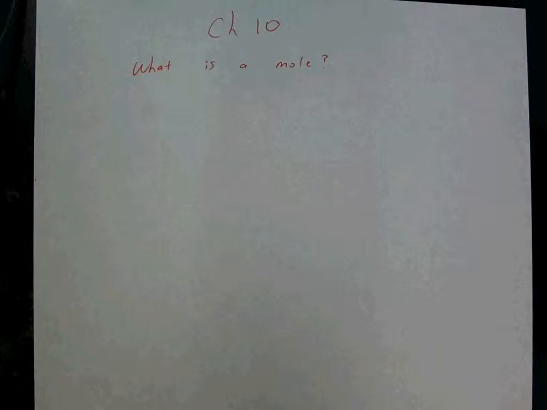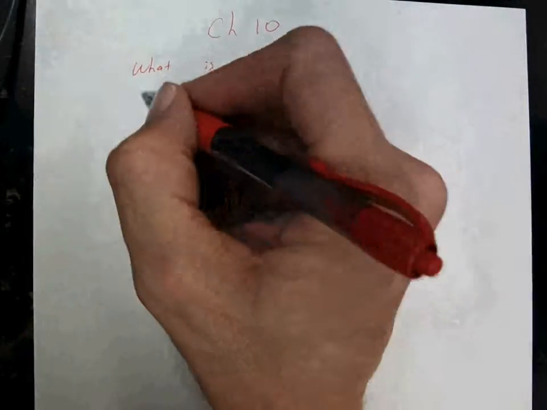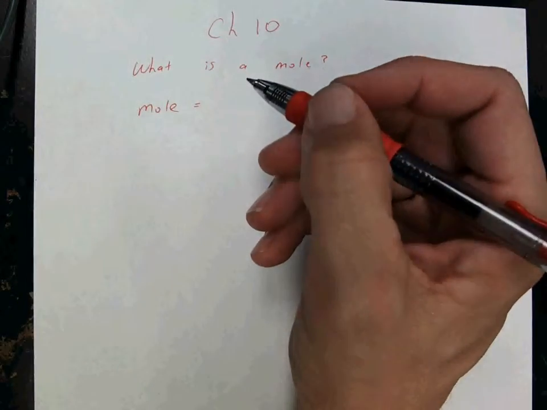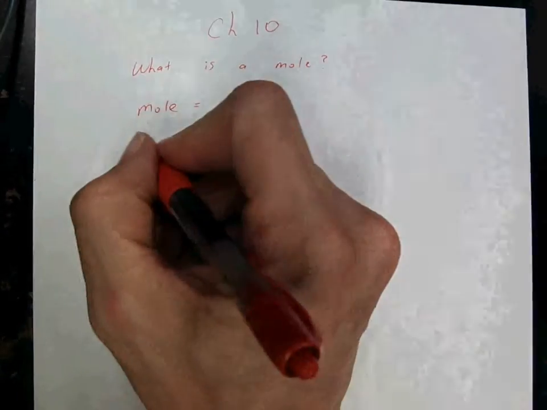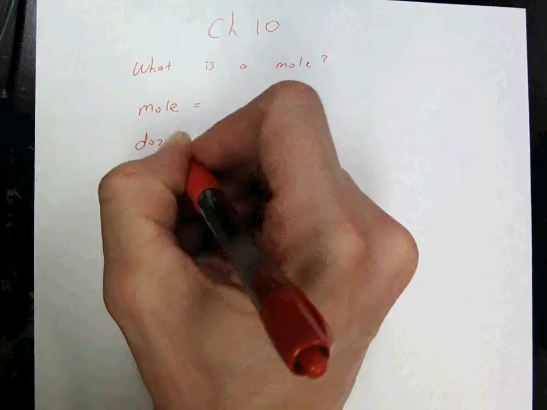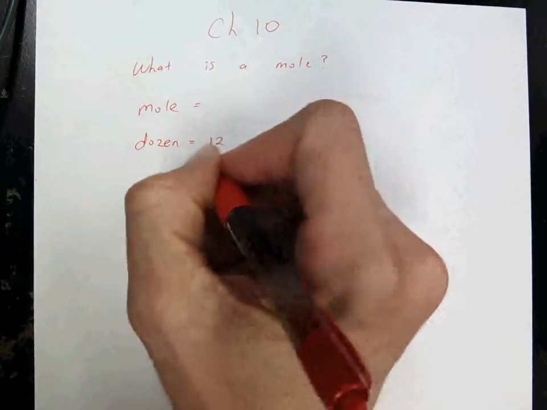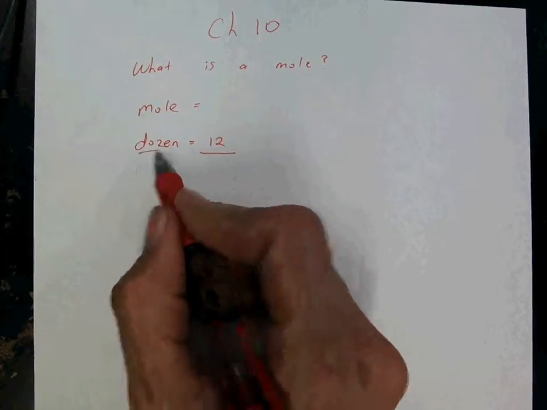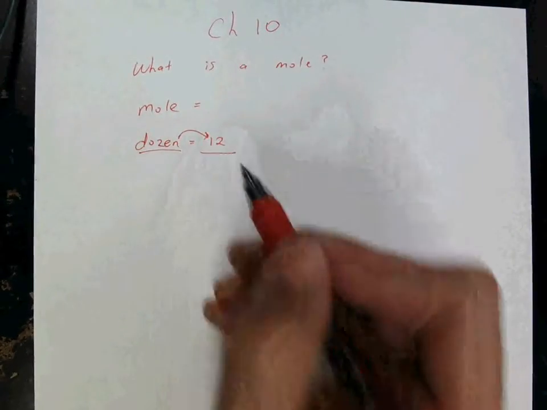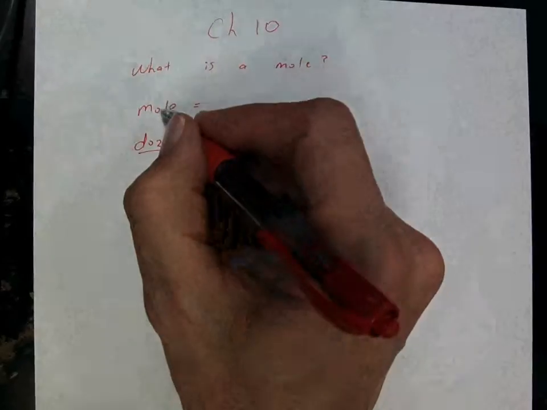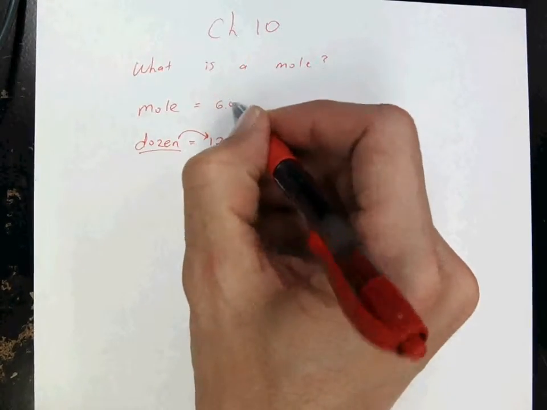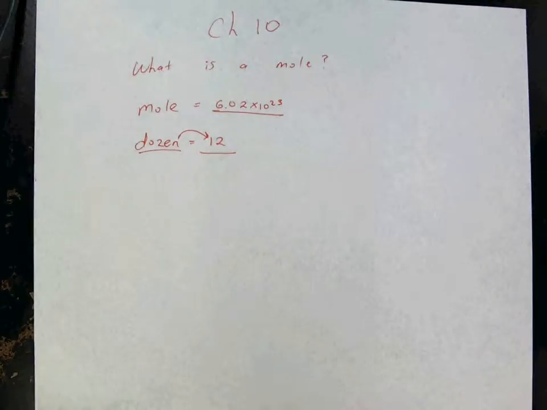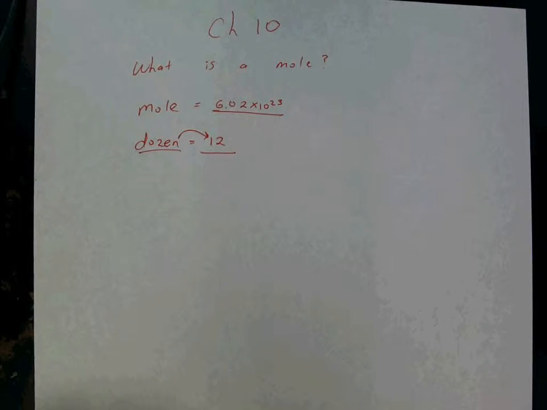In chemistry, a mole represents a number. So a mole is a word that means a number. Just like if I said the word dozen, that's 12, right? Well, why is it 12? Well, it's just because the word dozen means 12. The word mole means this number, which is a huge number.